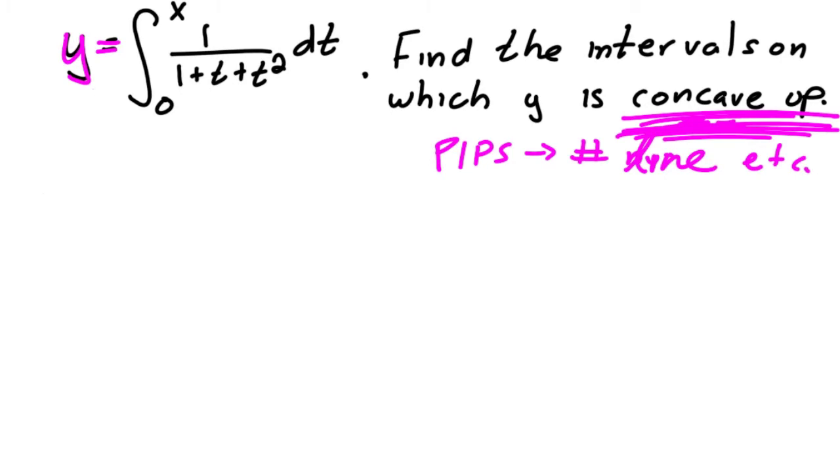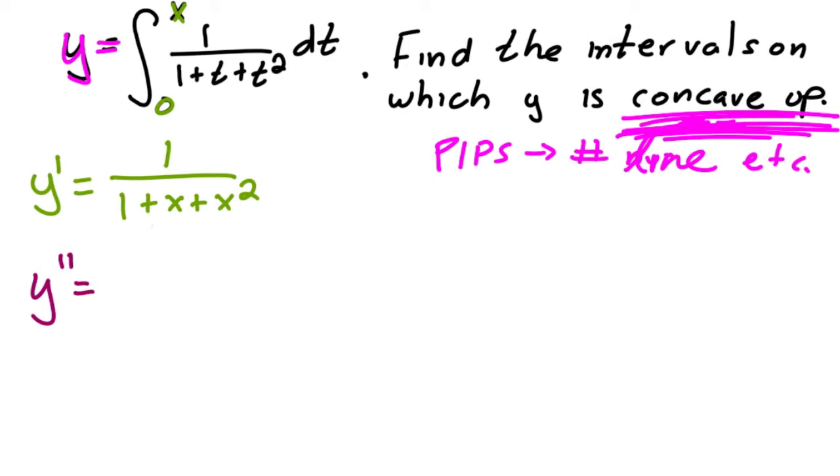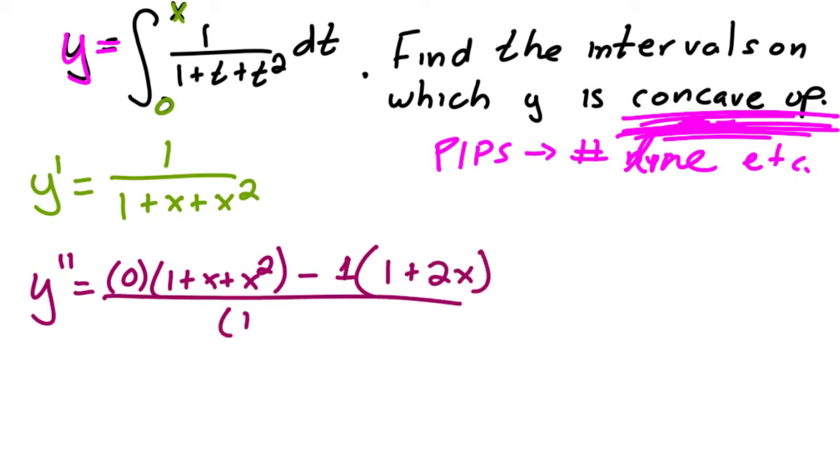So the first thing we do is we have to find the second derivative. To find the second derivative, we'll have to find the first derivative. So the first derivative of this function, I just use the fundamental theorem of calculus part 2, which just says, since I'm going from a constant to x, just plug it in. So this is just 1 over 1 plus x squared. Then the second derivative is just the derivative of this one, which means I need to use the quotient rule. So I would have the derivative of the top, which is 0, times 1 plus x squared, minus 1 times the derivative of the bottom, which is 2x, all over 1 plus x squared, set equal to 0.